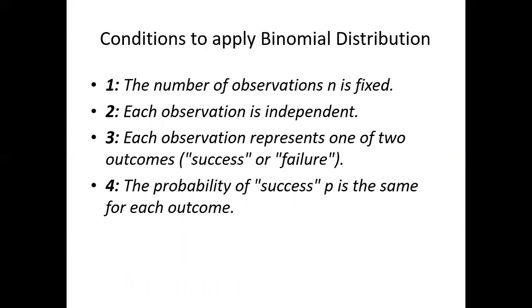Now, what are the conditions to apply the binomial distribution? The main conditions are: first, the number of observations, small n, is fixed. Second, each observation is independent. Third, each observation represents one of two outcomes, either success or failure. Fourth, the probability of success p is the same for each observation. These four conditions are compulsory to apply the binomial distribution.